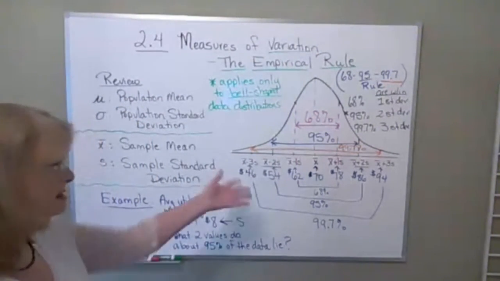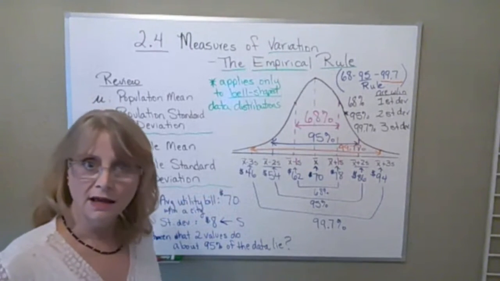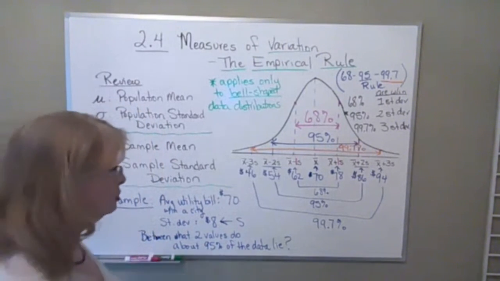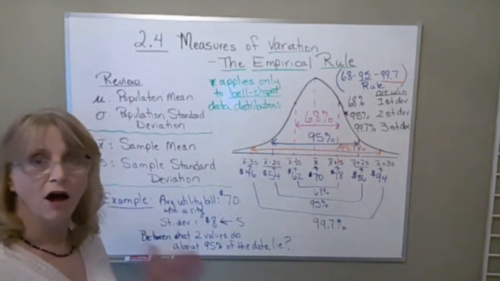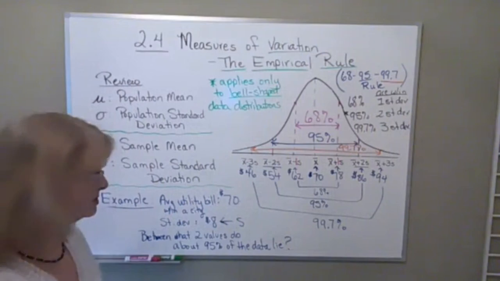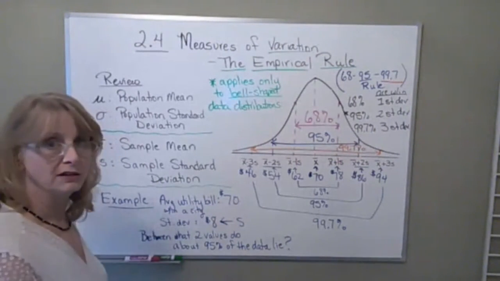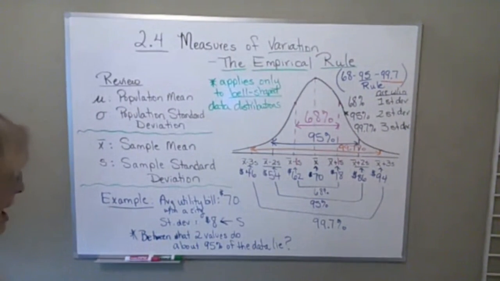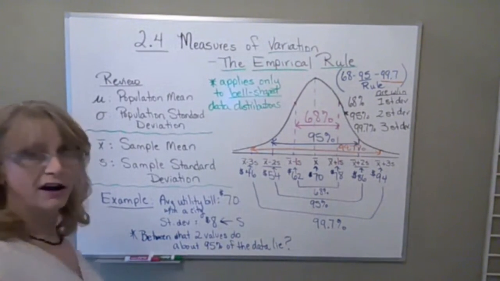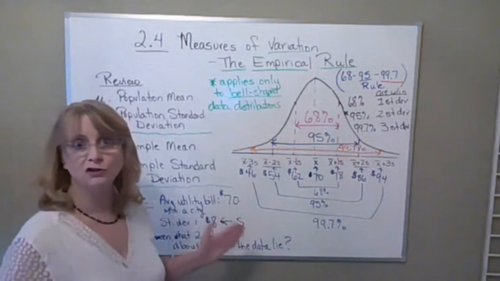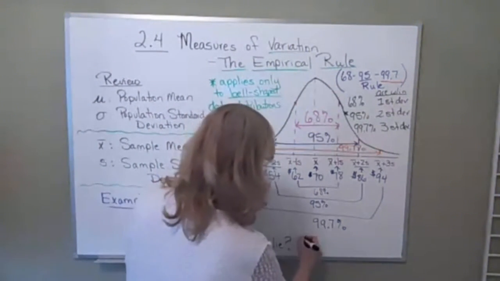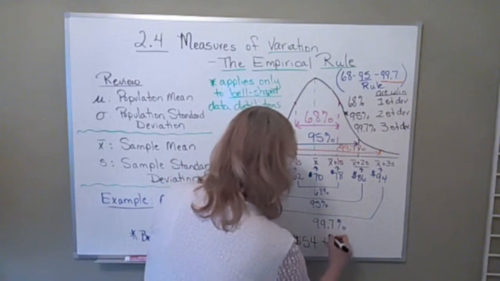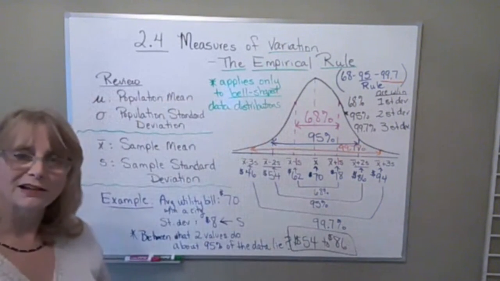So this is something you can do when you've calculated a mean, and you've calculated the standard deviation like we talked about in our last lesson. Then if it's a bell-shaped distribution, you can figure out what percentage of the values you expect to fall within 1, 2, and 3 standard deviations. So let's look at the question. It says, between what 2 values do about 95% of the data lie? Well, we already identified that. That's going from -2 to +2 standard deviations. So the answer to that would be from $54 to $86.